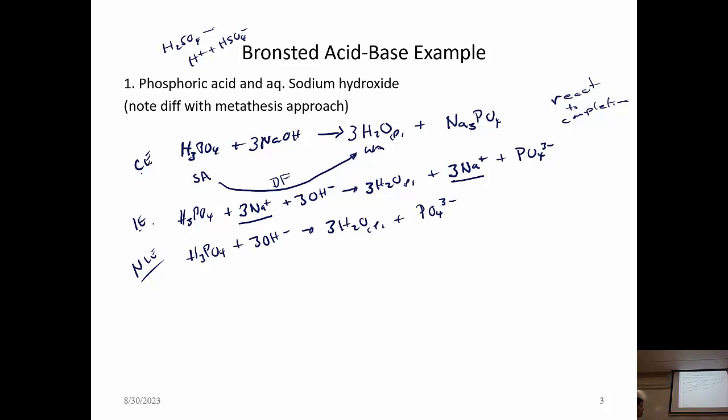When we check for balance, we just make sure the atoms are balanced and the charges are balanced. So the atoms are balanced on both sides. We check the charge. We have a net negative three on the left and a net negative three on the right, and so that's balanced.